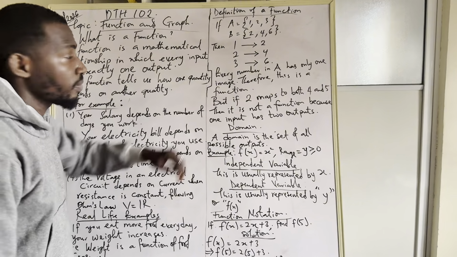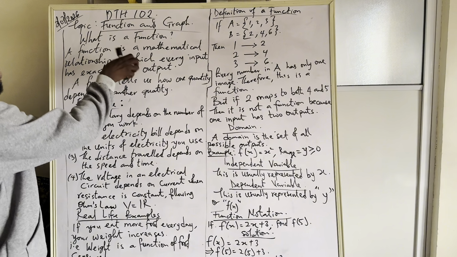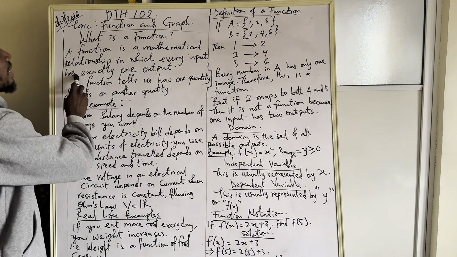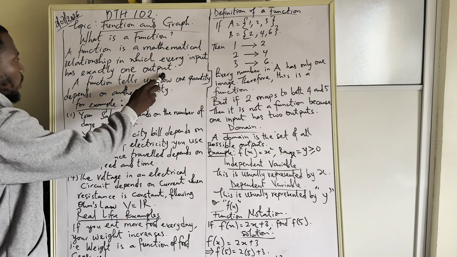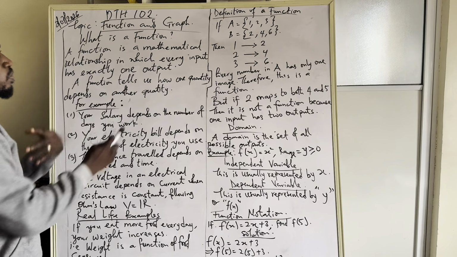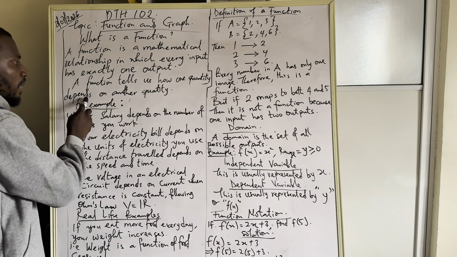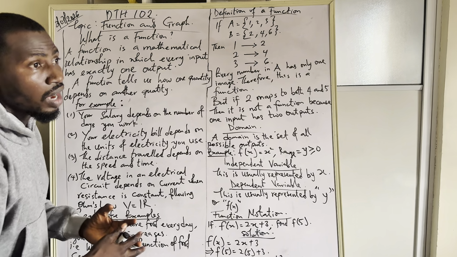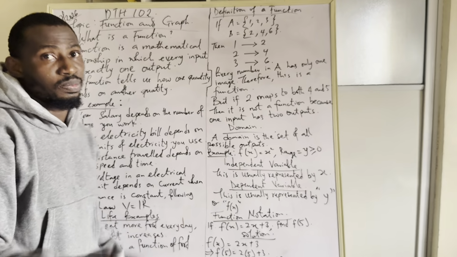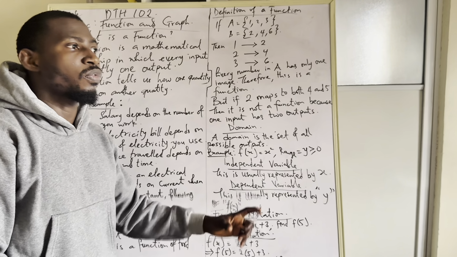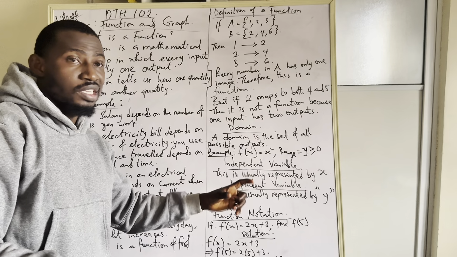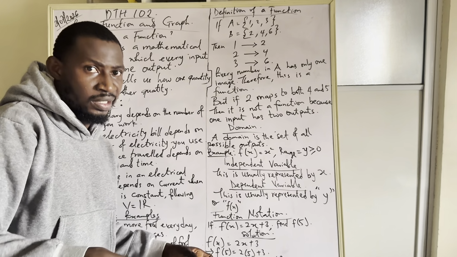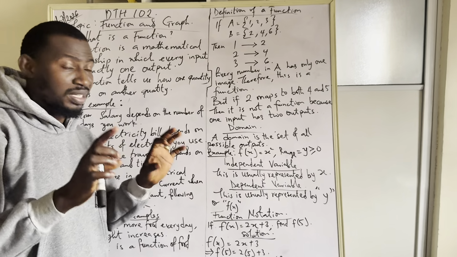What is a function? A function is a mathematical relationship in which every input has exactly one output. A function tells us how one quantity depends on another quantity. That is, a function tells us how quantity A depends on quantity B. If the value of quantity A is 2, definitely the value of quantity B will be obtained. That is what we mean mathematically.